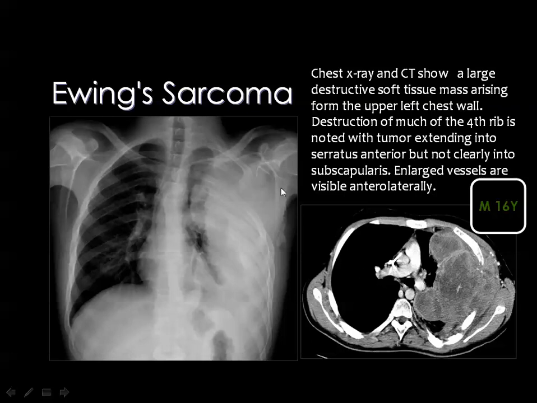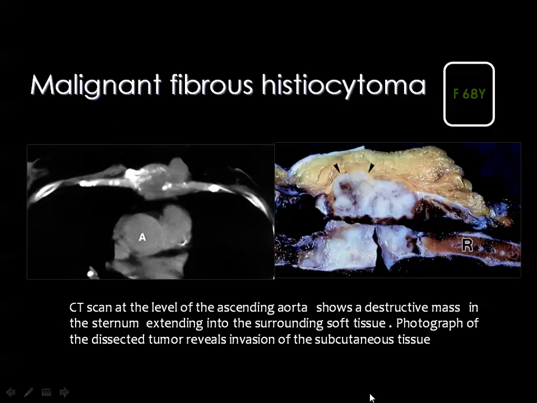And here in the plain film, you can see that there is a mass, and you see that the third rib is destroyed. As you can see, the remaining part is not seen in the plain X-ray, and this is the first rib and this is the second rib. Then the CT scan showed a large heterogeneous enhanced soft tissue mass with a sizable intrathoracic component and a smaller extrathoracic component, pathologically proved to be Ewing sarcoma.